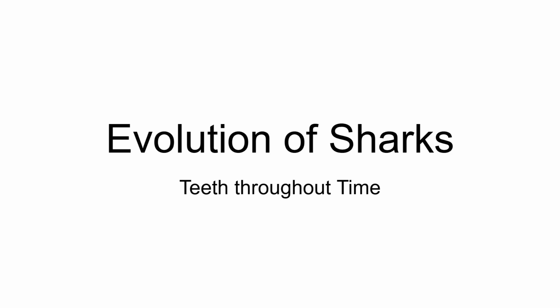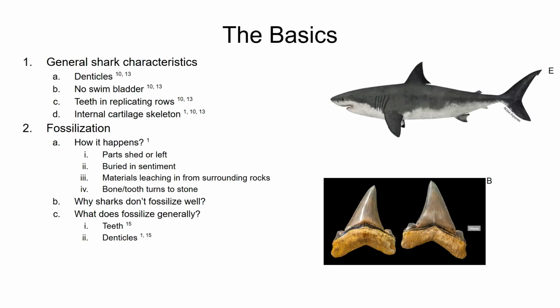Today the subject is the evolution of sharks. Let's dig into the basics first. First off, we will briefly cover the shark characteristics. Sharks have denticles, teeth in replicating rows, an internal skeleton made from cartilage, and don't have a swim bladder.